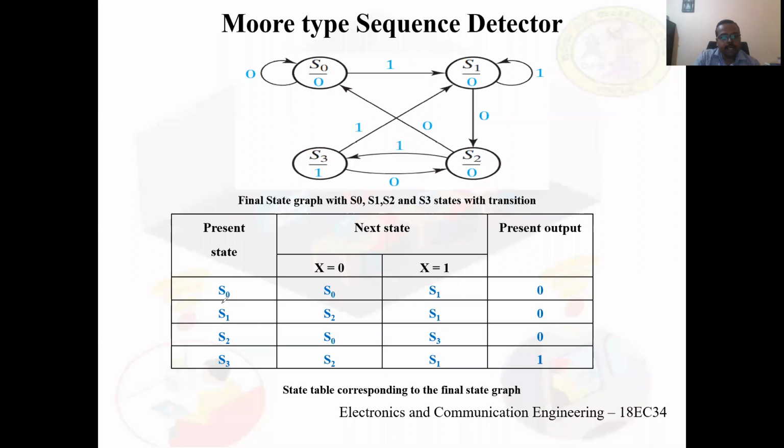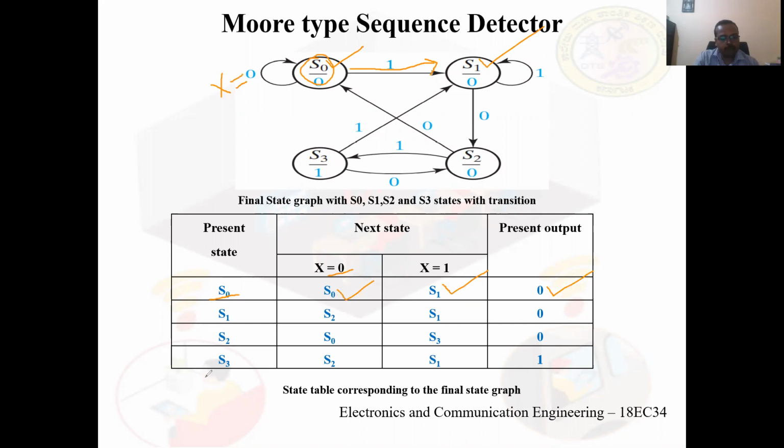I'll explain for one. When the present state is S0 and x is equal to 0, the next state is also equal to S0. Similarly, when the present state is S0 and the received input is 1, the next state is equal to S1. And what is the present output for this one? This is equal to 0.